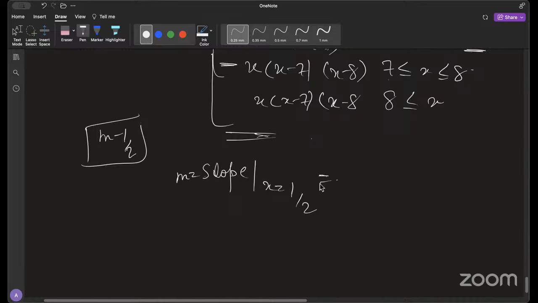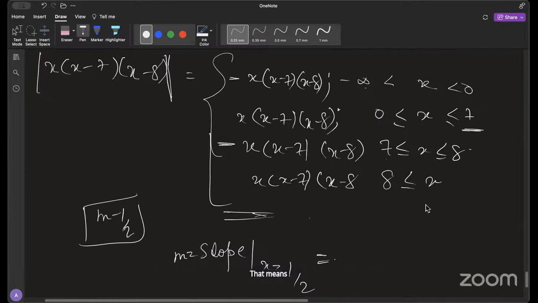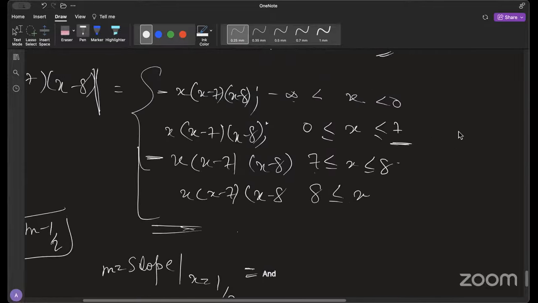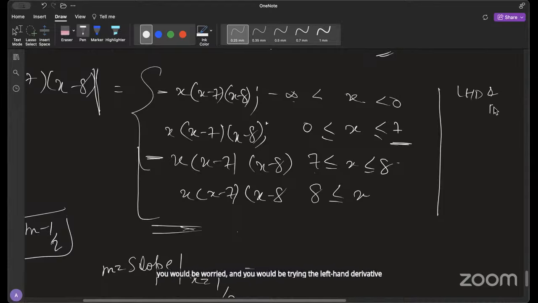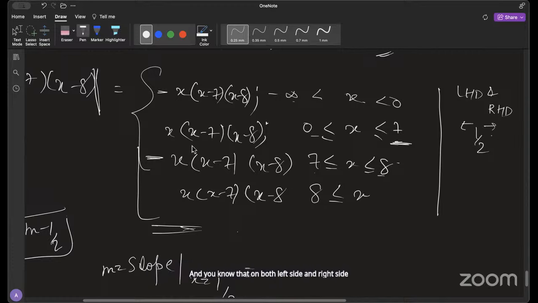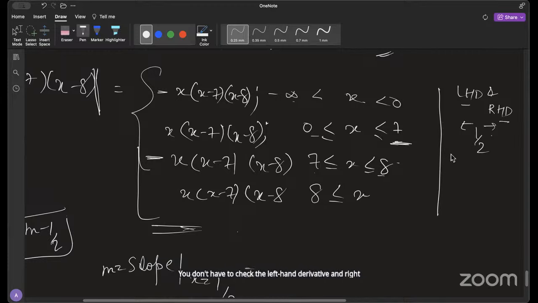So at half, how do you find the slope? Slope is actually the derivative of the function. That means the derivative of this. You would be worried and you would try the left hand derivative and the right hand derivative both if these were the end points. If you had to check at 7, 8, 0, that's when you'll use the left hand derivative and right hand derivative. Now you have a point half. And you know that on both left side and right side of half, the function remains the same, right? So you don't have to check the left hand derivative and right hand derivative.